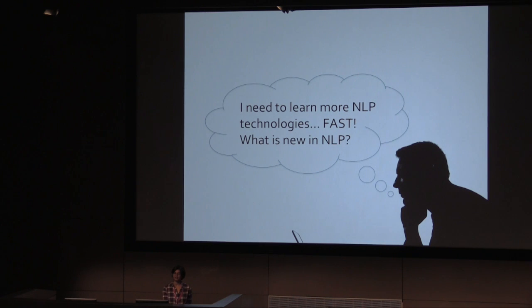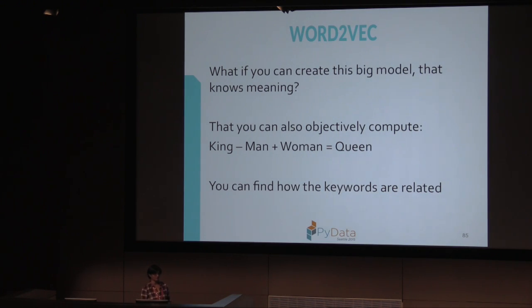That's deep learning. And one type of it, which is sort of deep learning but not quite, is word2vec, which is what I'm going to talk about. It's basically this big model. I'm sorry, did somebody have a question? It's basically this big model that actually knows semantics.